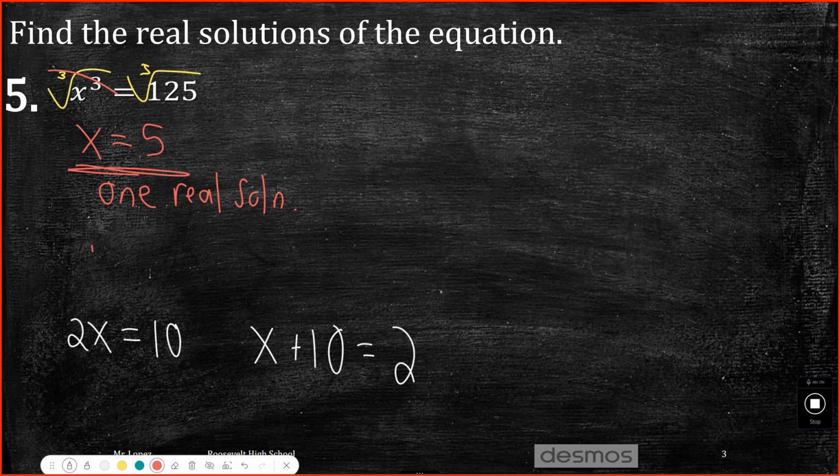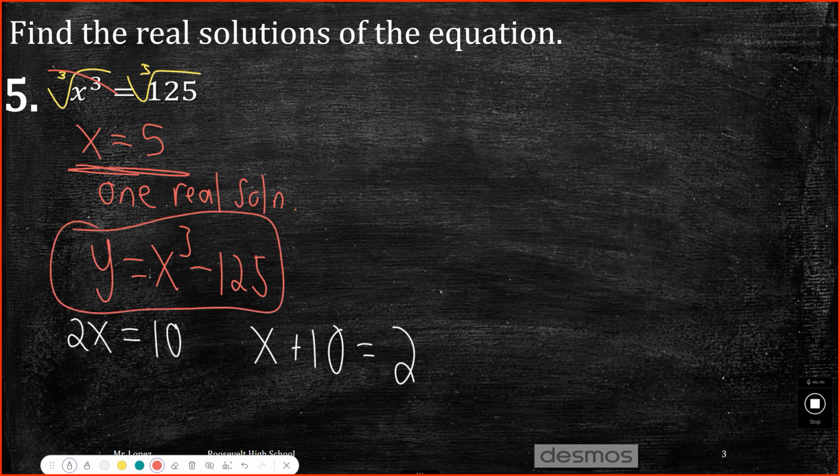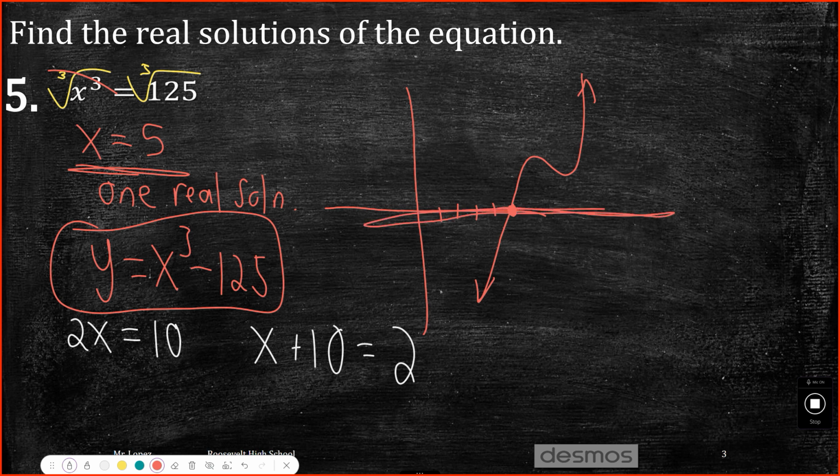Look, if I put this back, y equals x to the third minus 125, because I got to move it over and put it in this form, it's going to be a sideways s. It's going to go through 5. 1, 2, 3, 4, 5. And you know it's a sideways s. I'm just guessing it's doing something like this. But it will only cross here one time. I'll do it one time to check.